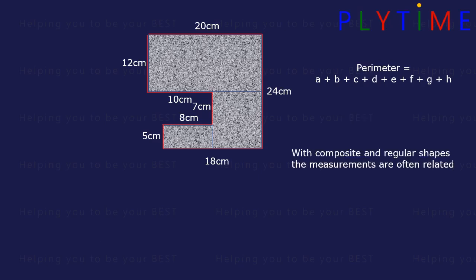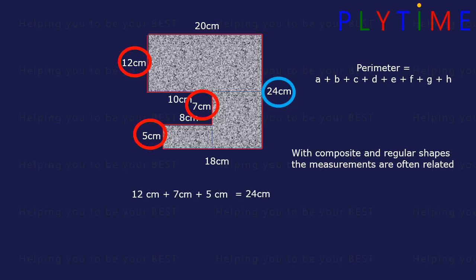With composite and regular shapes, the measurements are often related. Let's look at these three sides. The total of them is the same as the opposite side. So 12 plus 7 plus 5 equals 24 centimetres. If you don't know the length of a side, you might be able to work it out from the others.